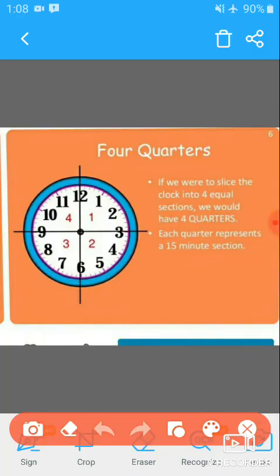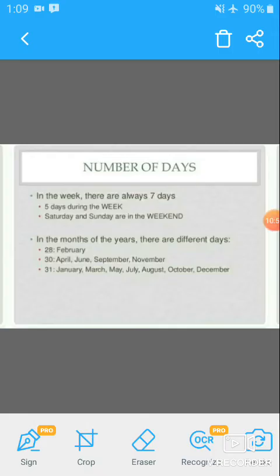So students, the clock is divided into 4 quarters. It means if we were to slice the clock into 4 equal sections, we would have 4 quarters like this. Each quarter represents a 15-minute section. From 12 to 1, 5 minutes, and 1 to 2, 10 minutes, and 2 to 3, 15 minutes.